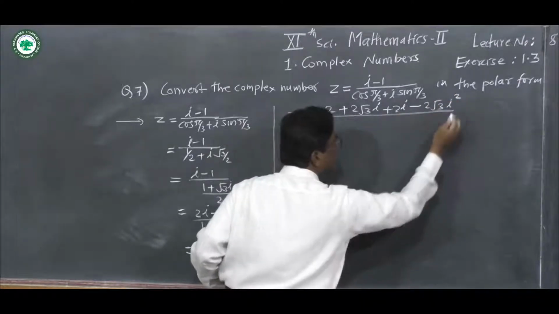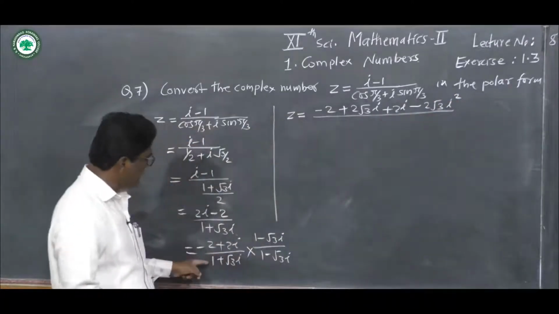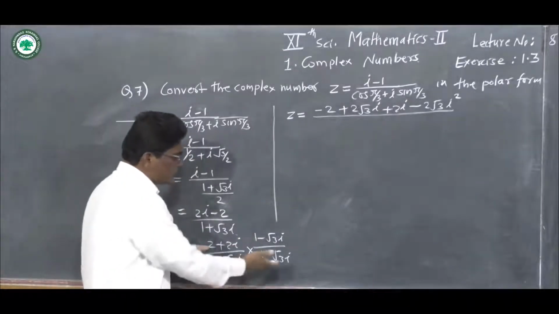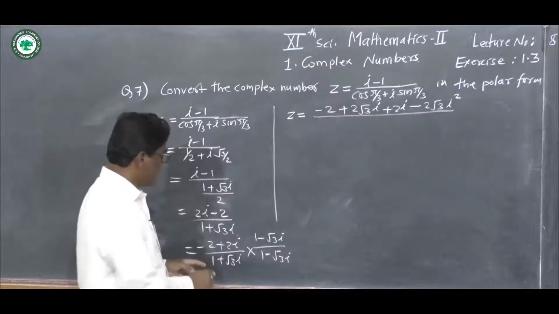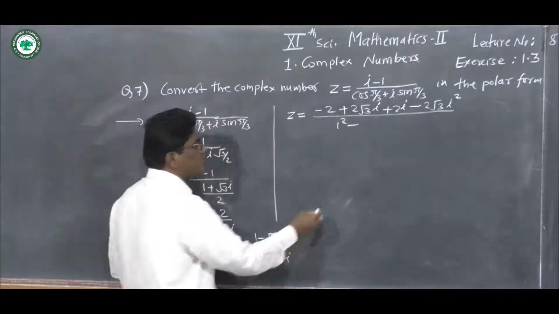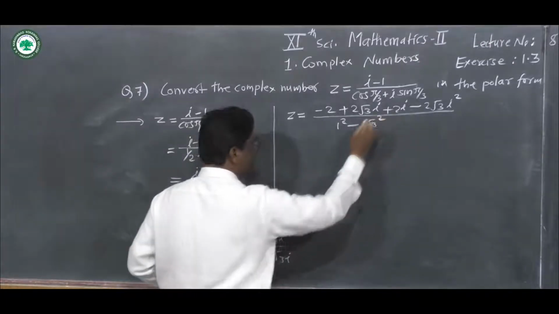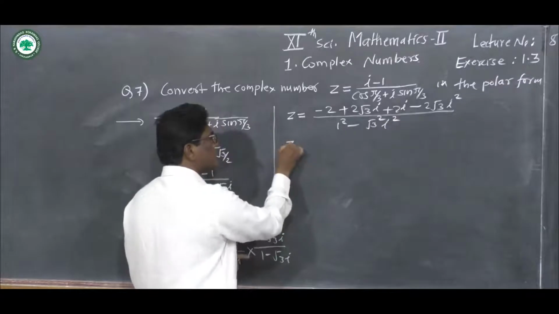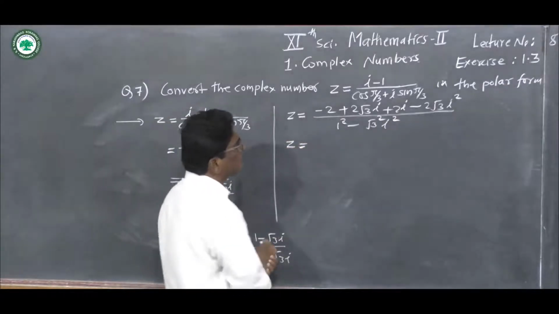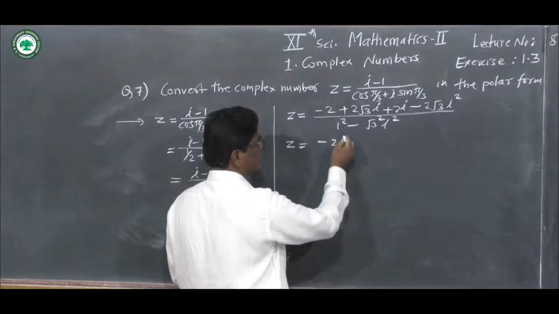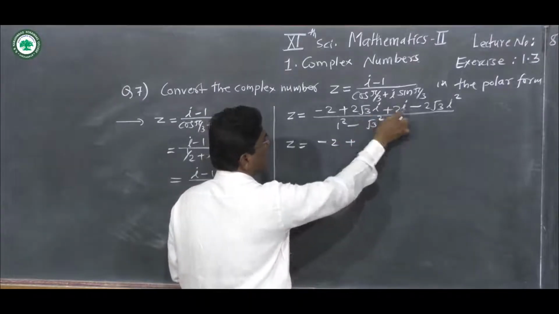Divided by the denominator. Use the formula (a plus b)(a minus b) is equal to a square minus b square, because those are complex conjugates of each other. So a square means 1 square minus b square. B means here root 3, its square, and i, so i square. Get it? So Z is equal to, now this minus 2 and plus, here take i common.